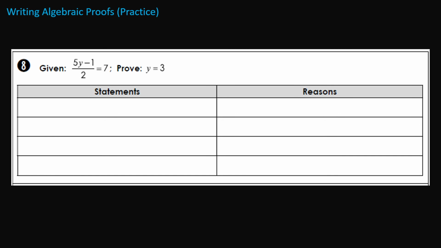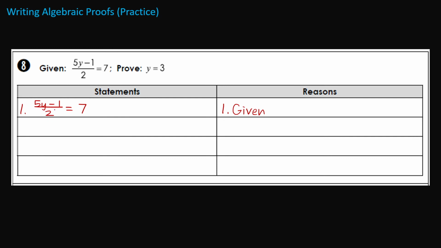So to start out, I know I need to start with my given. So first step, I'm going to rewrite my given statement. (5y - 1)/2 equals 7. And the reason? That's given to me. That's given. Now my next step, now I need to take a look. What's the next thing I need to do to solve for y?